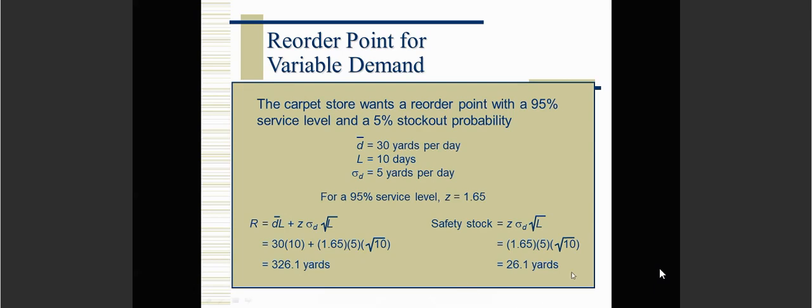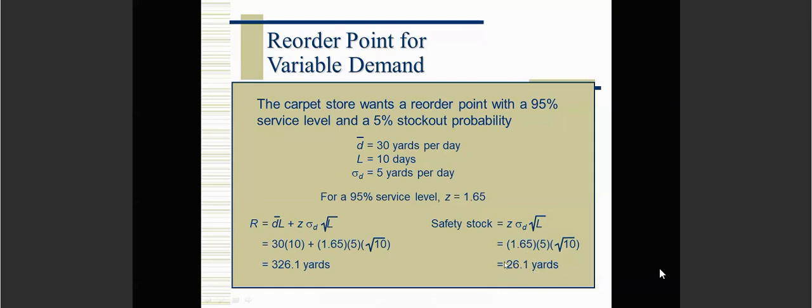And based on this information, it also provides information about the safety stock. The safety stock will be 1.65, the Z value, multiplied with 5, the standard deviation of demand during the lead time, multiplied with the square root of lead time 10 days. So we have 26.1 yard. So the safety stock here is 26.1 yard only.